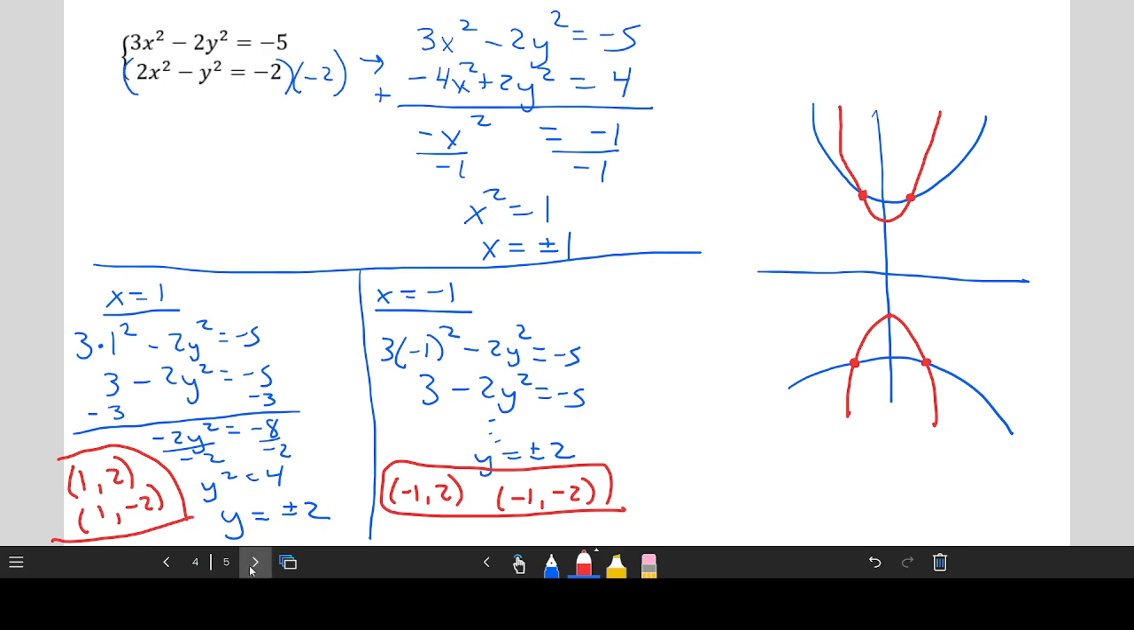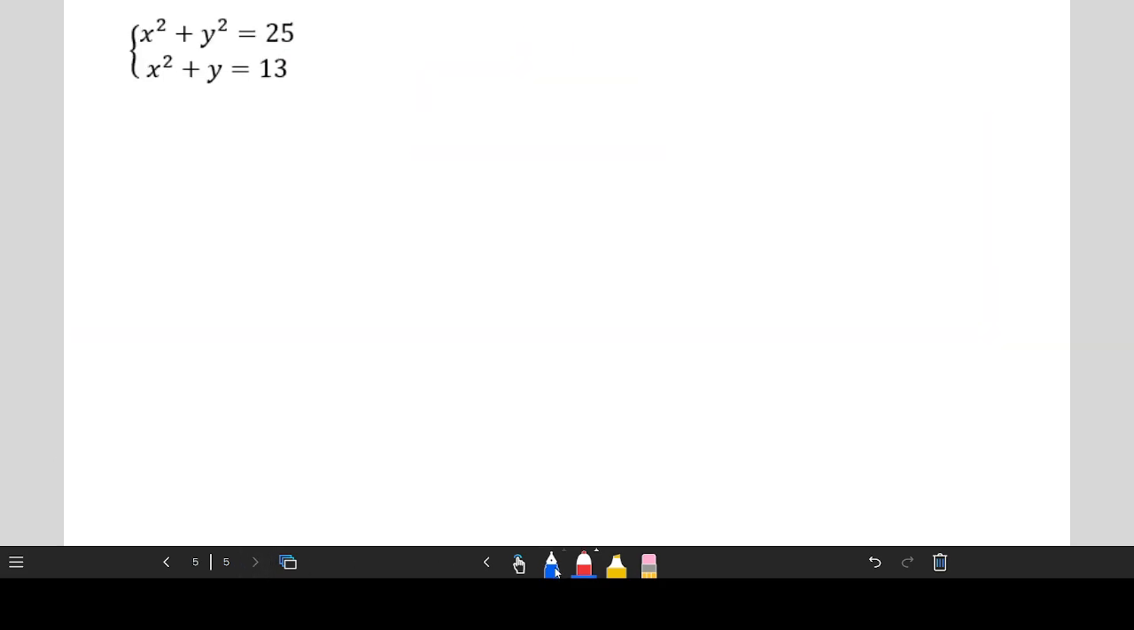All right, we're going to do one more example here. This one, again, you can do substitution or addition. If you're substituting, I would recommend solving one of these for x squared and substituting it for x squared in the other equation. I would not solve this second one for y because you're going to have y equals 13 minus x squared, and then you would substitute that into the y, which is being squared, and you'll get some fourth degree stuff, which may be difficult to solve.